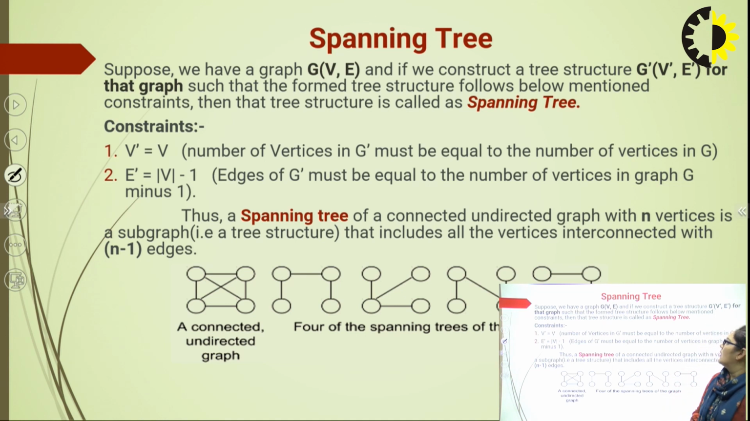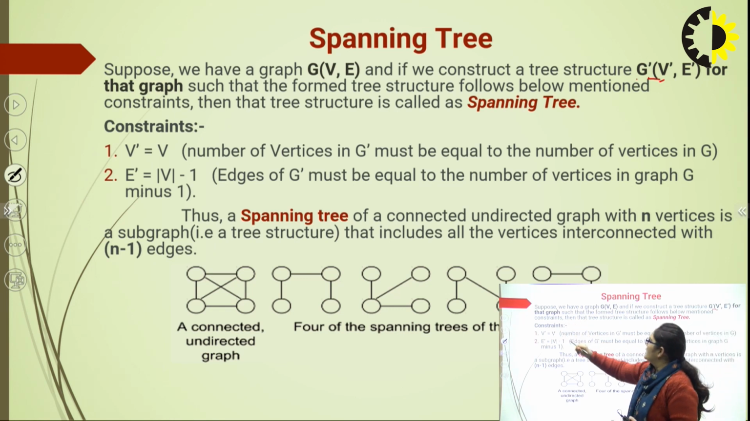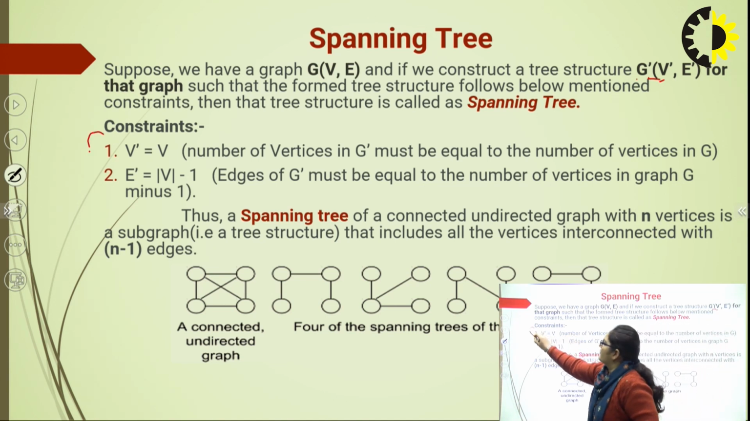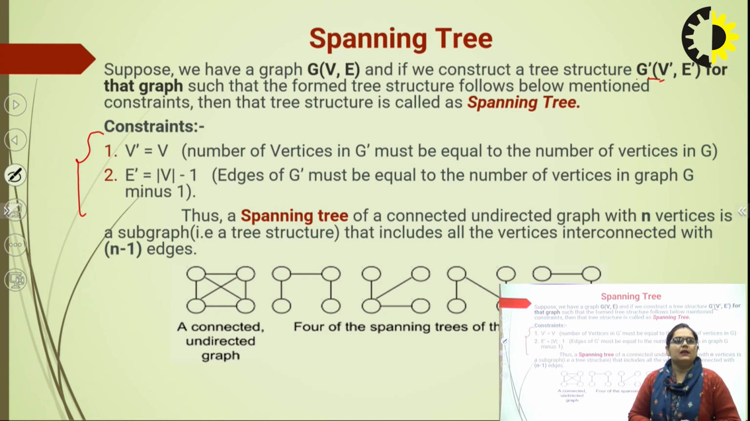So let's come to the topic, that is spanning tree. What is a spanning tree? Suppose we are given a graph G of V and E, and we have to construct a tree structure for that graph, that is G dash, having vertices V dash and edges E dash, such that the formed tree structure follows the below mentioned constraints. Two constraints are there, then that tree structure is known as a spanning tree.